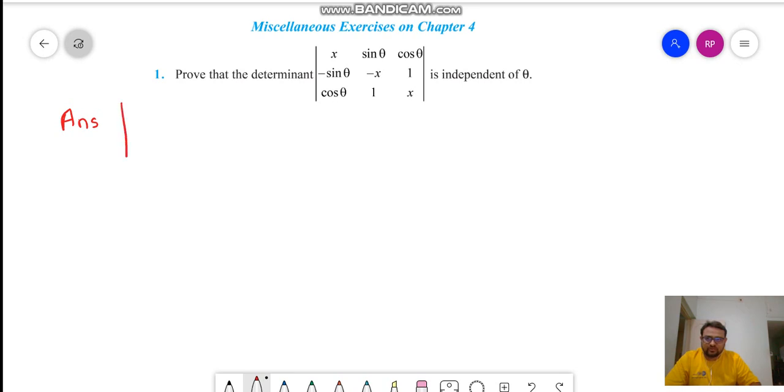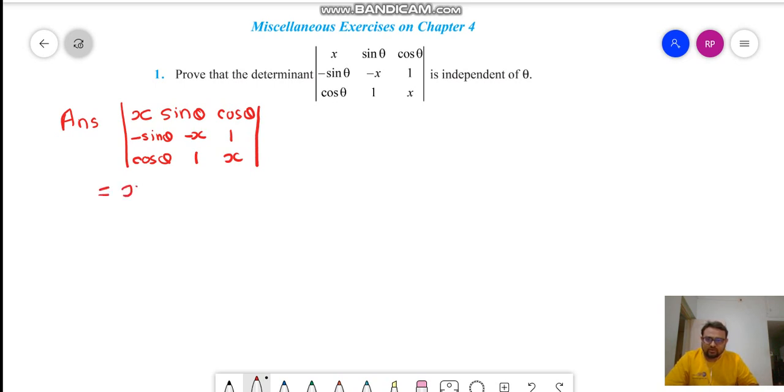So first let me write down the determinant: x, sine theta, minus sine theta, minus x, 1, cos theta, 1 and x. Okay, now let's solve this.